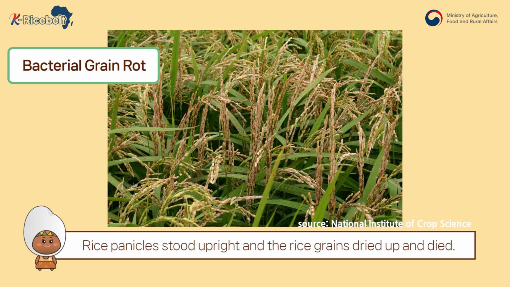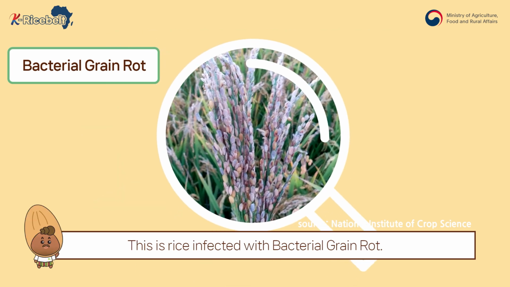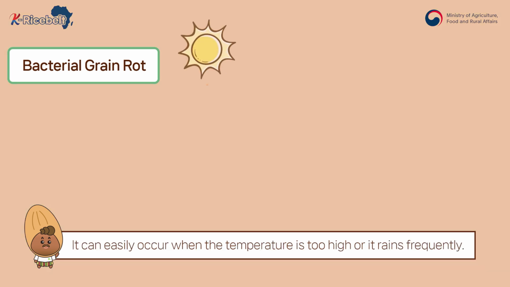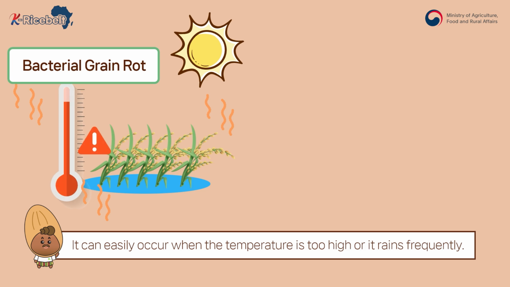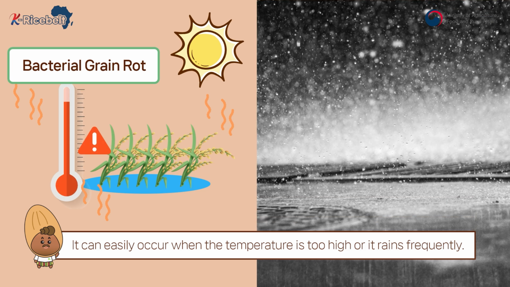Rice panicles stood upright and the rice grains dried up and died. This is rice infected with bacterial grain rot. It can easily occur when the temperature is too high or it rains frequently.